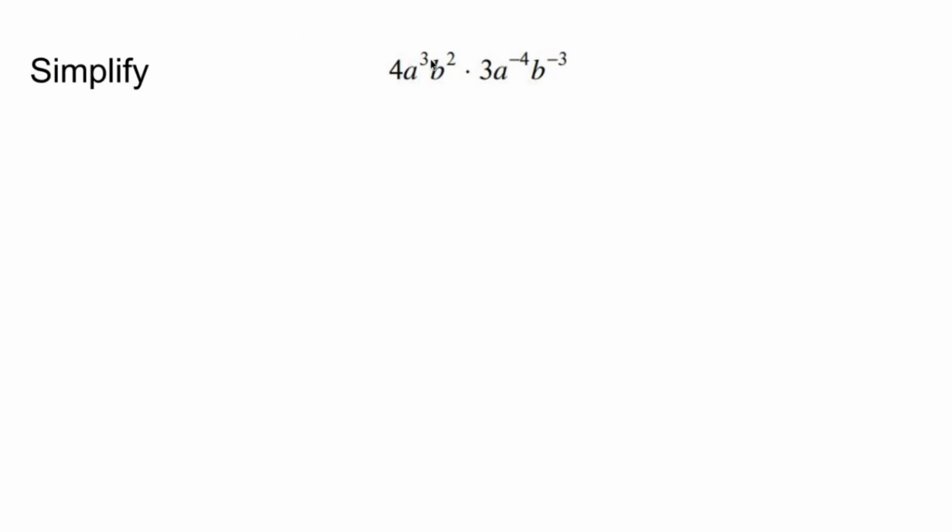Simplify 4a to the third b squared times 3a to the negative fourth b to the negative third. All right, this is what I'm going to do. I'm going to move all the like terms together. So 4 times 3, you're now hanging out. A to the third, a to the negative fourth, you're all hanging out. And all these b's, you're all hanging out together. Is that step necessary? Nah. But was it that difficult? Nah.